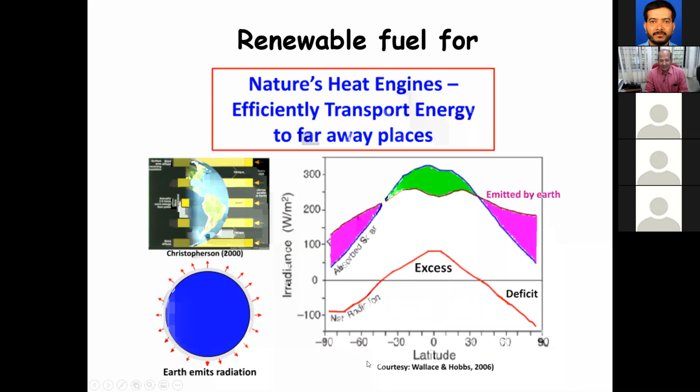what this figure shows is the annual average net radiation from South Pole to the North Pole. Equator is here. This is 30 degrees south, 30 degrees north here. So there is a deficit in mid and high latitudes. There is excess in the troposphere, and this has to be transported. And half of this transport is done by the clouds or the atmospheric circulation.